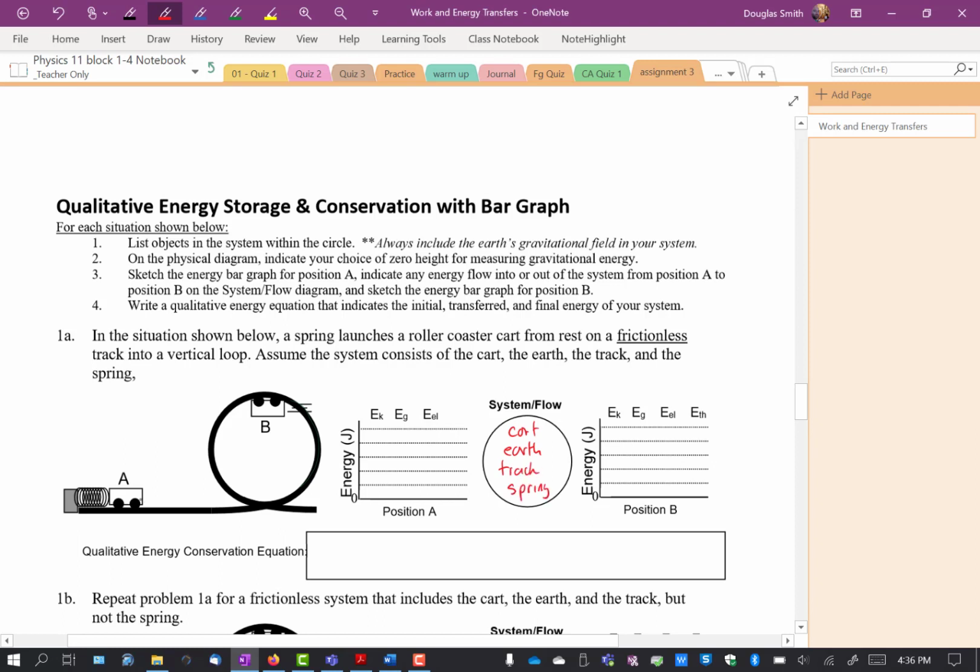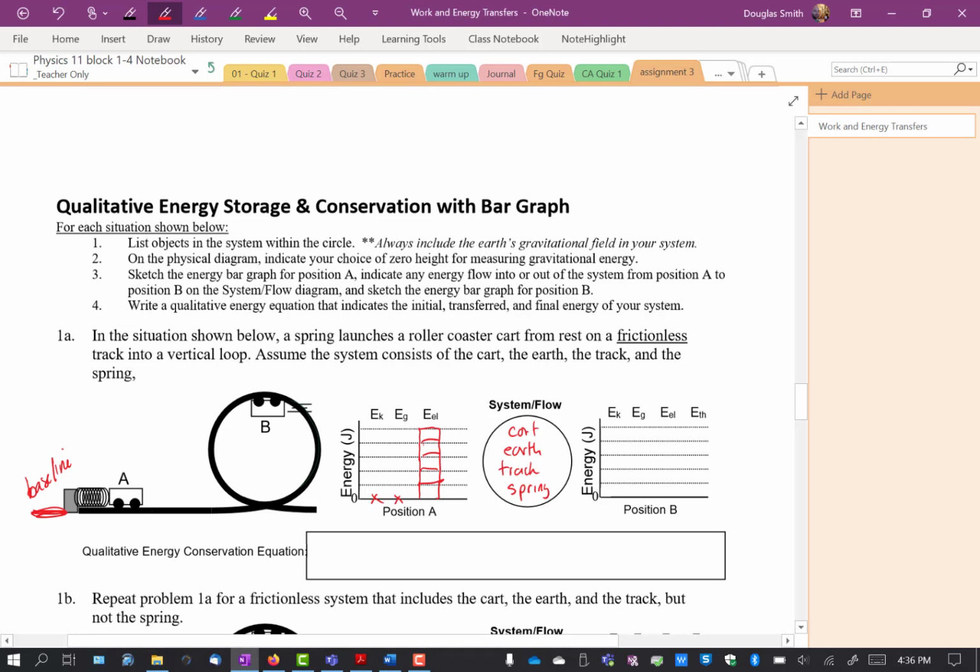Okay, so position A, I'm going to call this the baseline for EG. It's not moving, so there's no EK. It's at the baseline, so there's no EG, but it's being held against that spring, and there's a whole bunch of spring energy. So I'm going to say there's 1, 2, 3, 4, 5 bars of elastic energy. Now, I don't really know how much elastic energy. I'm just going to say it's 5.